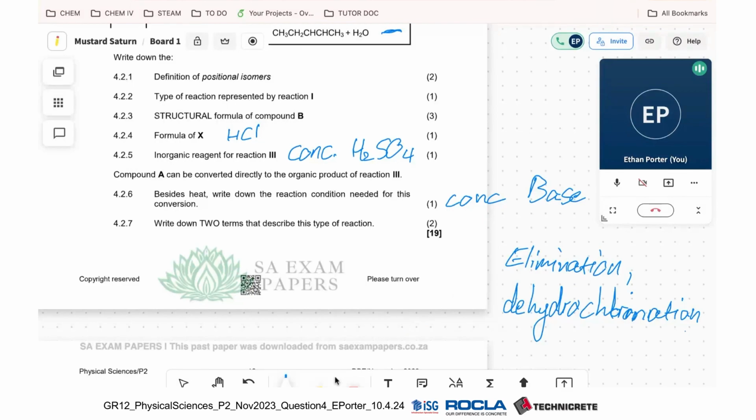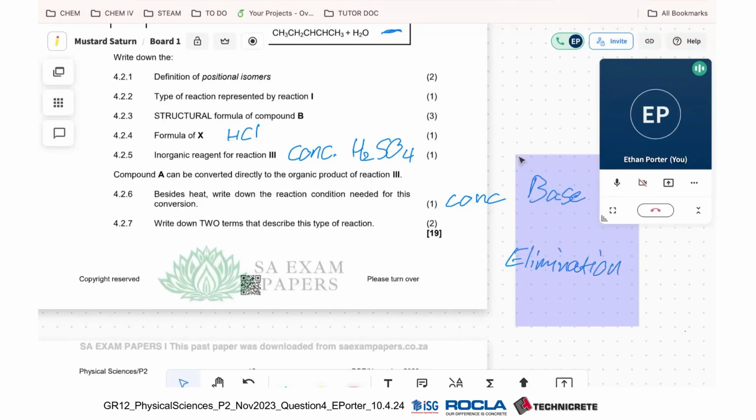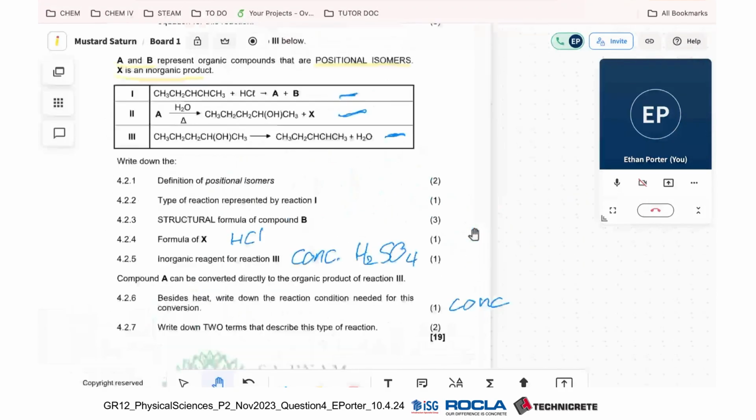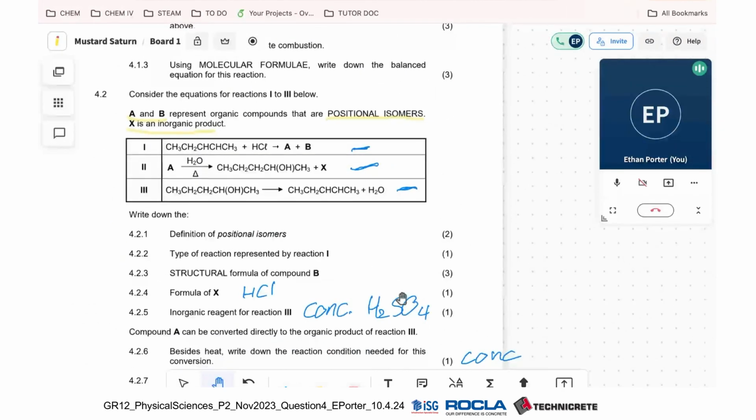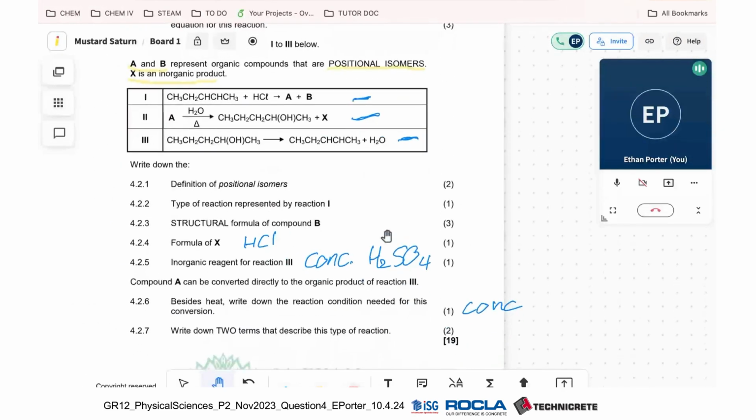So this question is just about testing how familiar you are with the different types of reactions and some of the reagents. It's a question that tests your memorization. There's very few tricks here. You just have to know these reactions and be able to recognize the different reactions. This is a type of question that purely relies on memorization. And that concludes question 4.